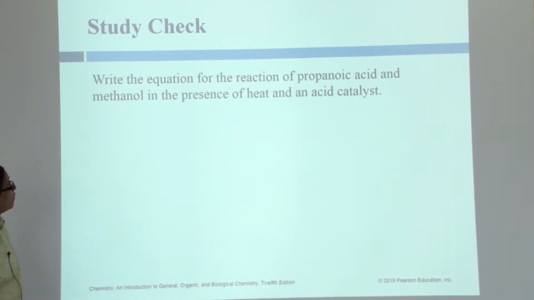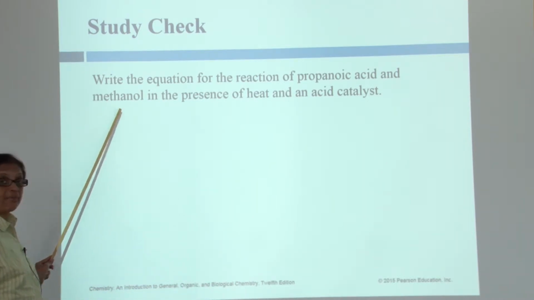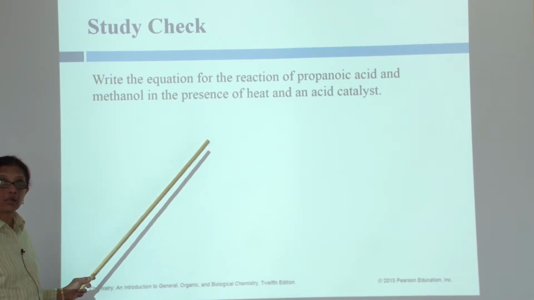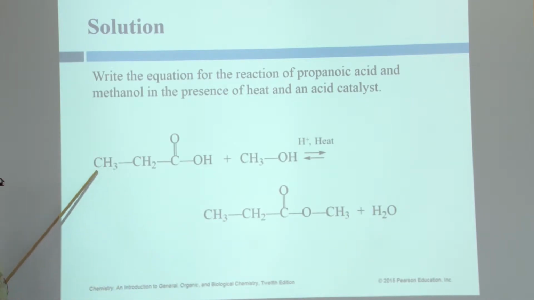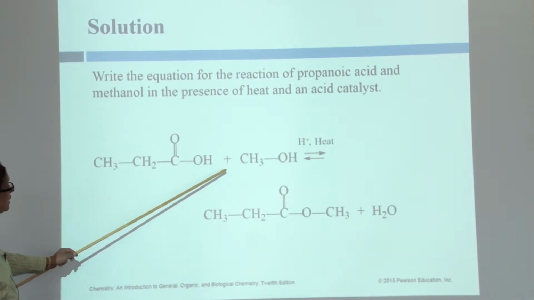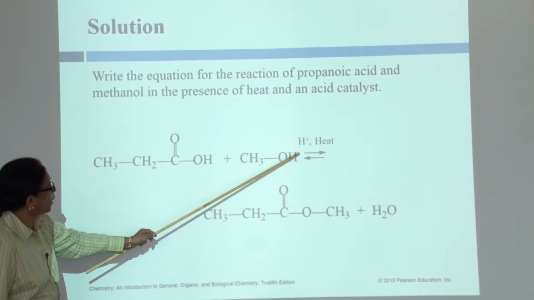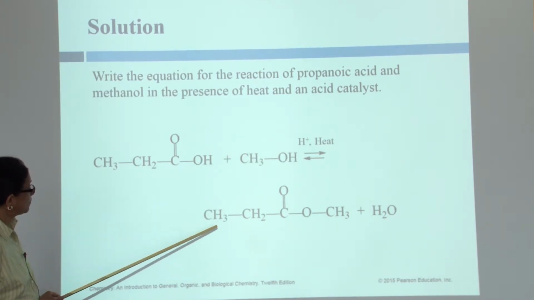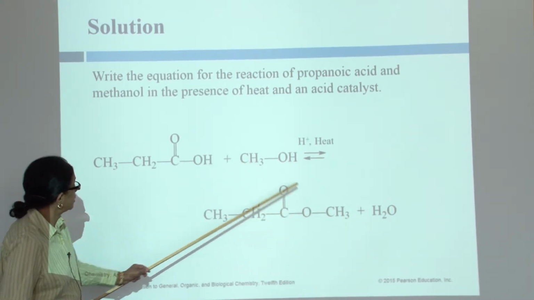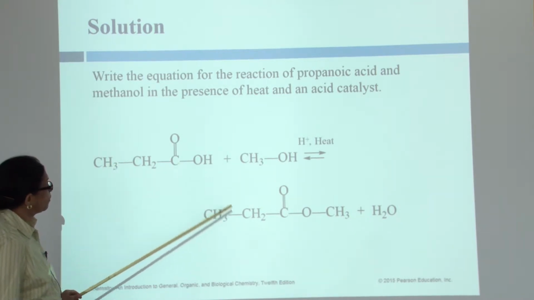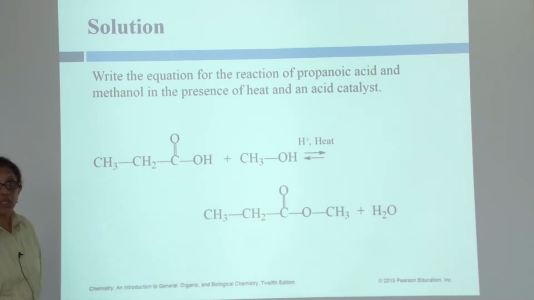Write the equation for the reaction of propanoic acid and methanol. So the acid is propanoic acid, 3 carbon, methanol, METH, 1 carbon, alcohol. So we are going to set up the 2 molecules. This is propanoic acid, this is methanol, OH, H eliminated. You are connecting the 2 molecules, methanol, methyl, propanoic acid, propanoate, methyl propanoate.